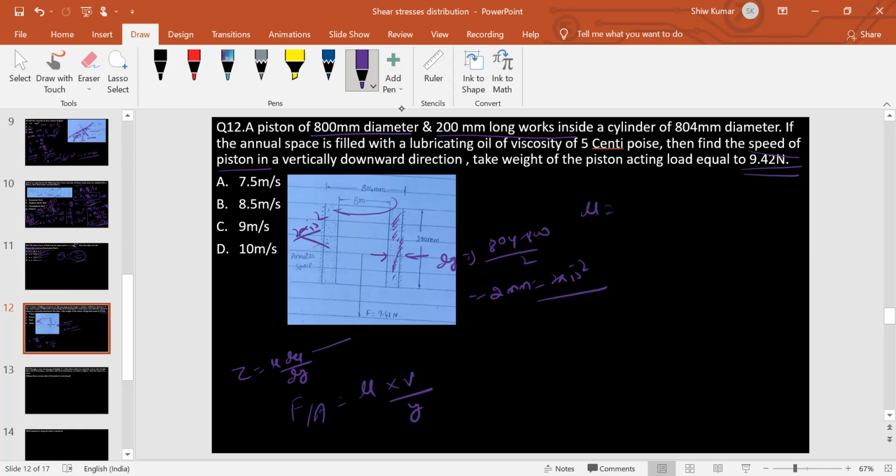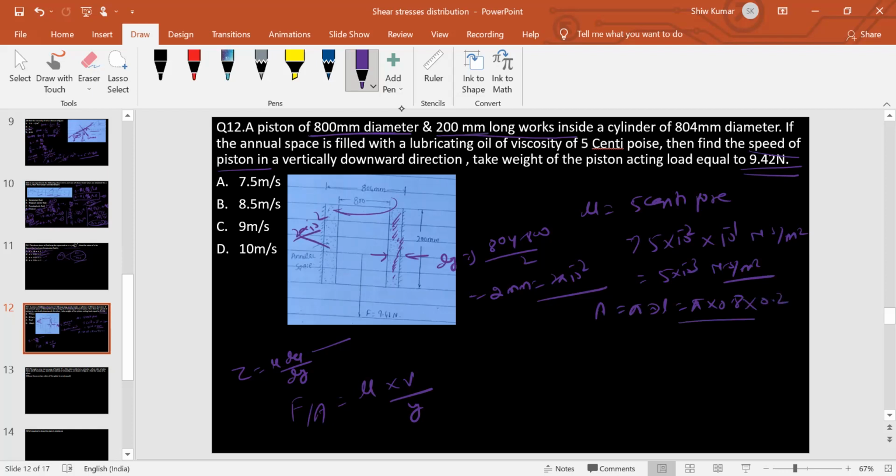The mu value is given here as 5 centipoise. I told you how to convert: centi is 10 raised to minus 2, poise is 10 raised to minus 1 Newton second per meter square. So it's 5 into 10 raised to minus 3 Newton second per meter square. And the area is given by pi dl. So pi, diameter is 0.8 because 800 mm diameter, because the inner cylinder is moving, so I take that diameter, and the length is given here 0.2. So that is the area.